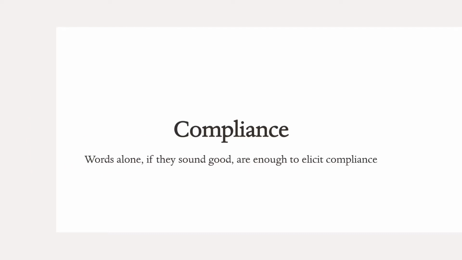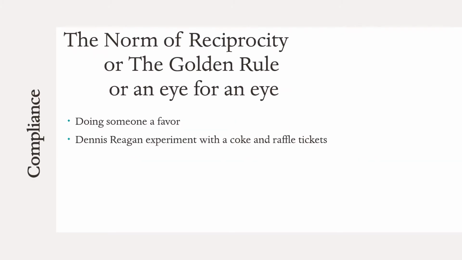Next, we'll look at compliance. Words alone, if they sound good, are enough to elicit compliance. The norm of reciprocity is also the golden rule. Do unto others as they would do unto you. Or, when it turns negative, an eye for an eye. This is doing someone a favor.